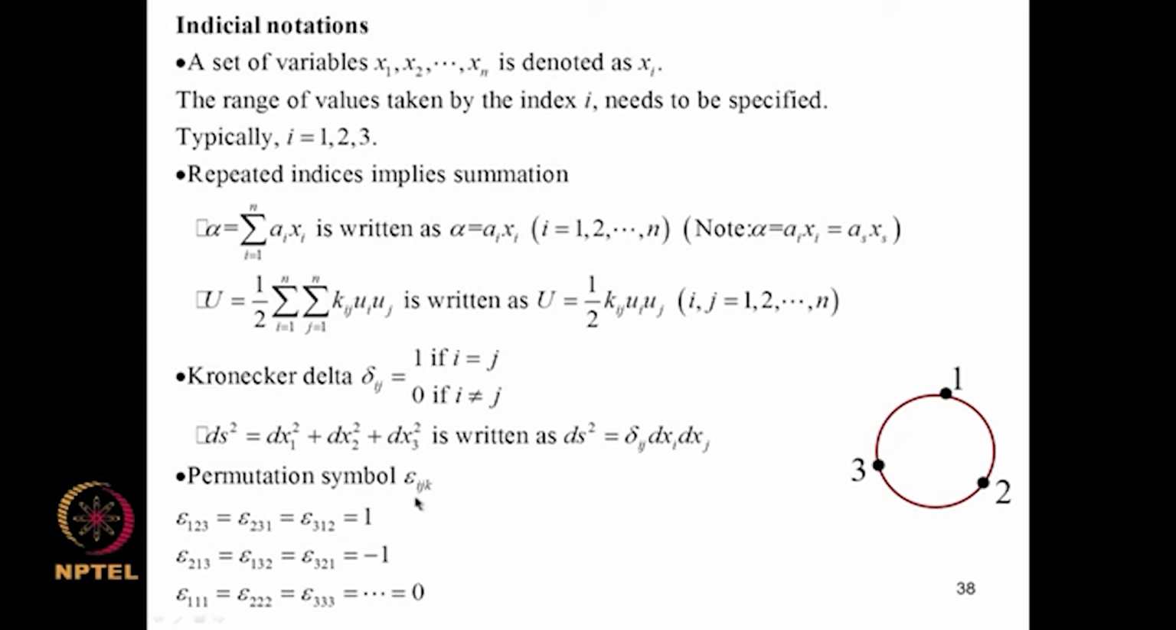There is a symbol known as permutation symbol epsilon ijk. It is defined as shown here. So, you can keep this figure in mind. If you run from 1 2 3 or 2 3 1 or 3 1 2, epsilon ijk is 1. On the other hand, if you run in the other way, 1 3 2, 3 2 1 or 2 1 3, it is minus 1. For all other combinations it is 0.